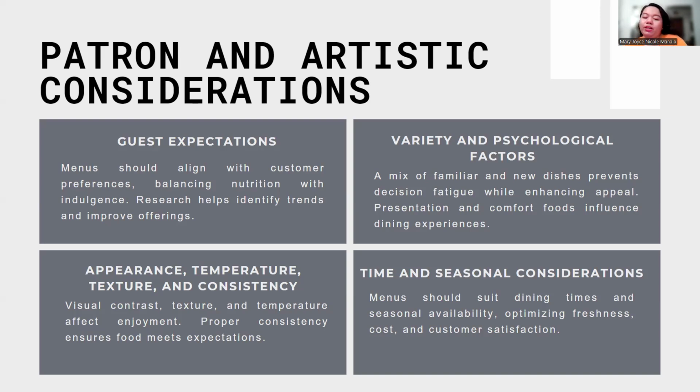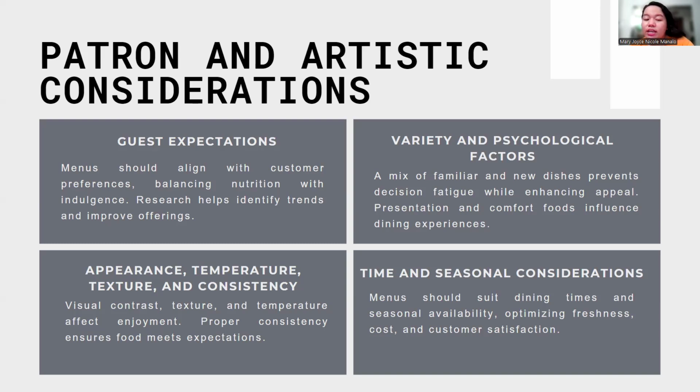So, in terms of appearance, temperature, texture, and consistency, dining is a multisensory experience where appearance, temperature, texture, and consistency are crucial. So, the visual appeal of a dish, including the color contrast and plating, influences first impressions. Bright, natural colors enhance attractiveness, while dull hues reduce appeal.